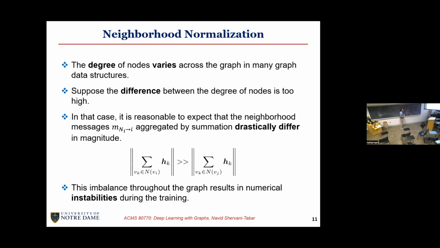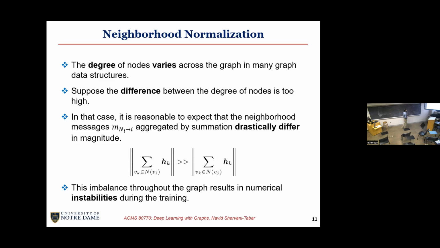Let's say that I'm comparing the messages aggregated for two different nodes, which I'm denoting with Vi and Vj. Let's say that Vi has too many neighbors, so the magnitude of the message that I've gathered from the neighbors is way higher than that of node Vj. This will cause an imbalance within the graph during training, and sometimes we need to find a way to deal with this imbalance. This imbalance will cause instabilities during our training.